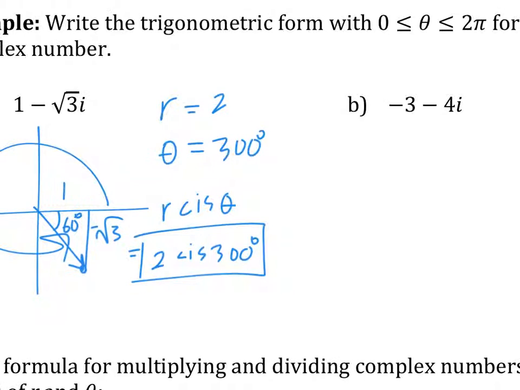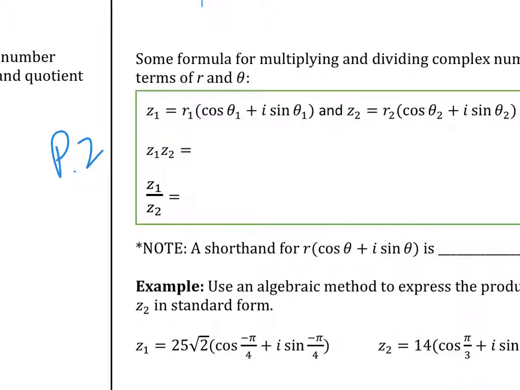Okay, let's have you guys try one yourself. -3 minus 4i. The answer is 5 cis 233.1 degrees.